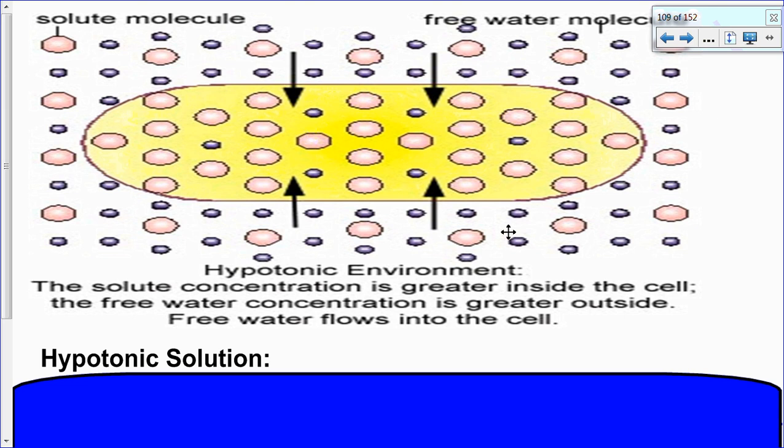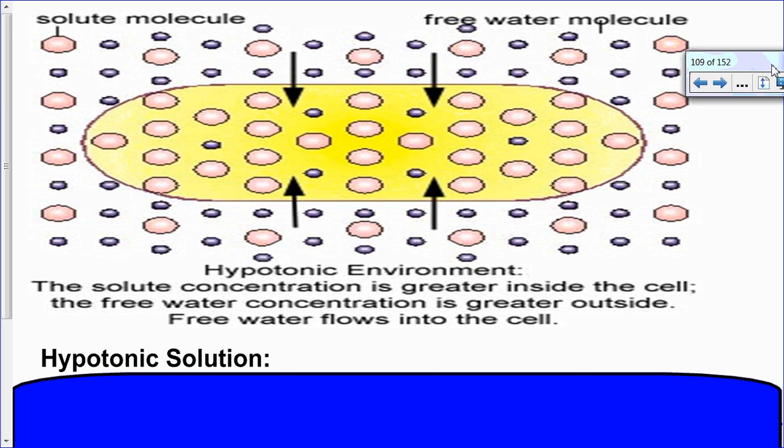Again, the cell has been placed in an environment that's different from its cytoplasm. And in this case, there's very little water inside the cell. There's a lot of solute, could be sugar or salt, doesn't really matter, but there's a lot of those molecules inside the cell cytoplasm, and if there's a lot of solute, there's very little water as compared to outside the cell, which has a little solute but a lot of water.